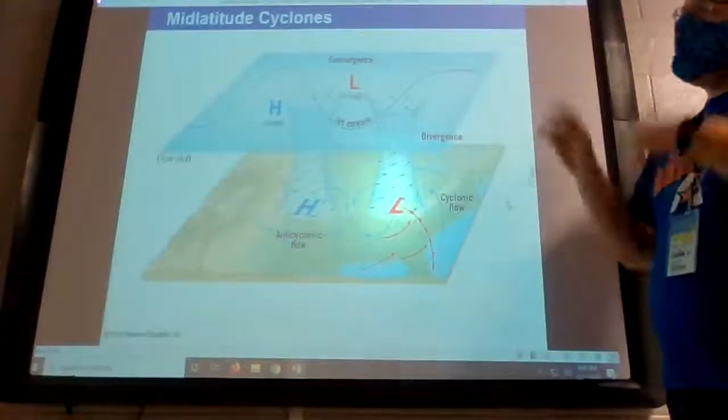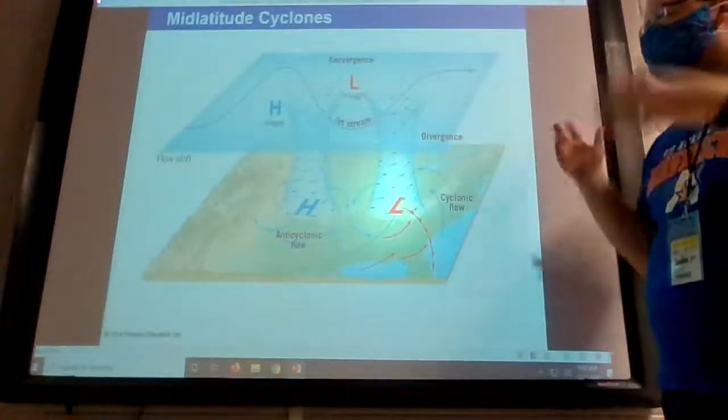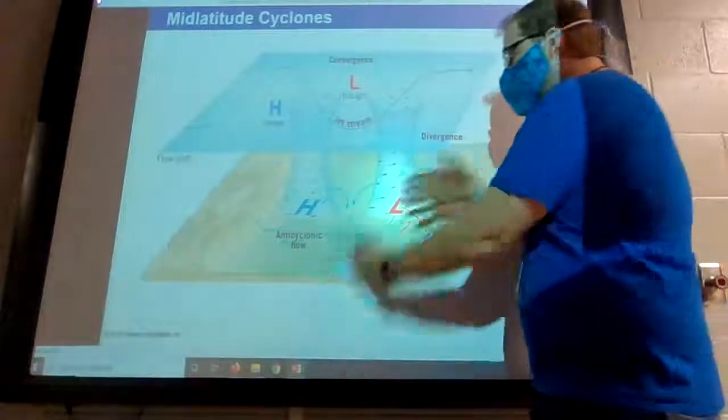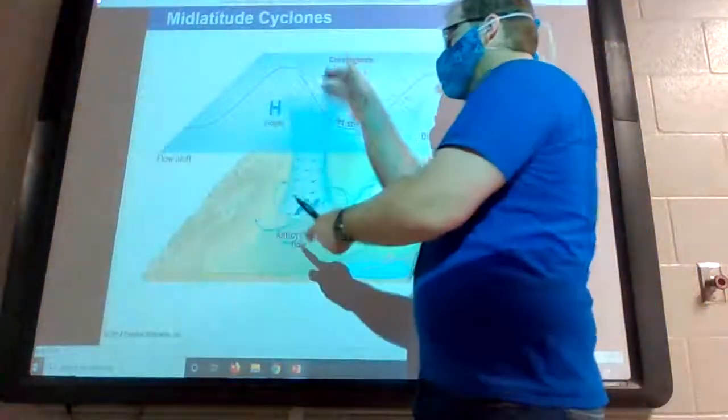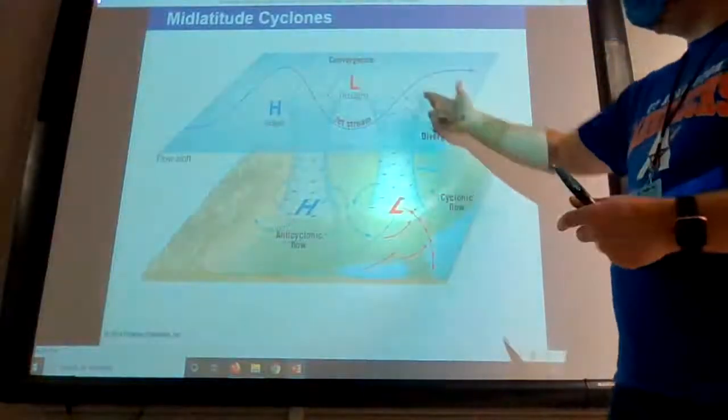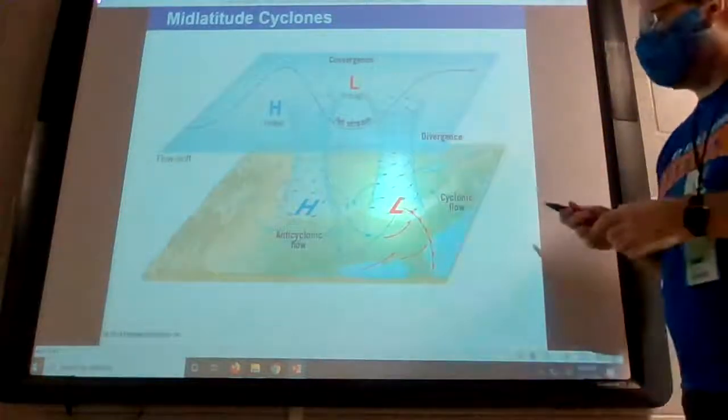So here's another 3D map of what's happening. We've kind of already seen this. Air flows in towards the low pressure and heads up. Air flows out away from the high pressure and heads down. And you kind of have the opposite happening up in the upper portion of the atmosphere.